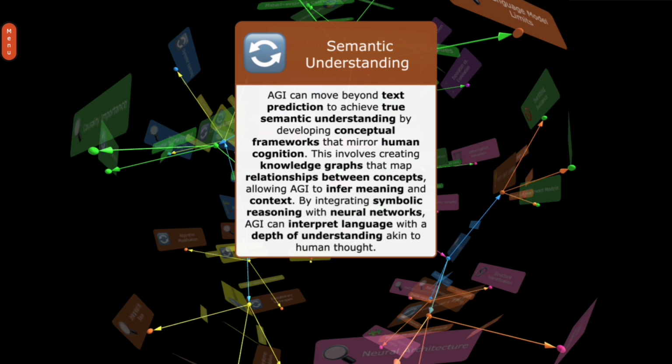AGI can move beyond text prediction to achieve true semantic understanding by developing conceptual frameworks that mirror human cognition. This involves creating knowledge graphs that map relationships between concepts, allowing AGI to infer meaning and context. By integrating symbolic reasoning with neural networks, AGI can interpret language with a depth of understanding akin to human thought.